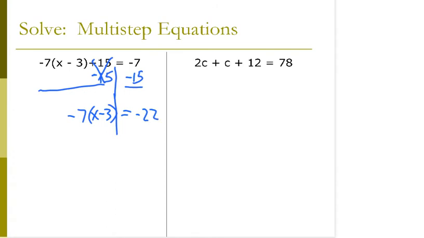We could divide both sides of our equation by a negative 7 to get the x minus 3 by itself. So these eliminate. You end up with x minus 3 equals a positive 22 over 7. And it's starting to look similar to what we had before, but not quite the same. So we're going to have to add 3 to both sides of our equation.